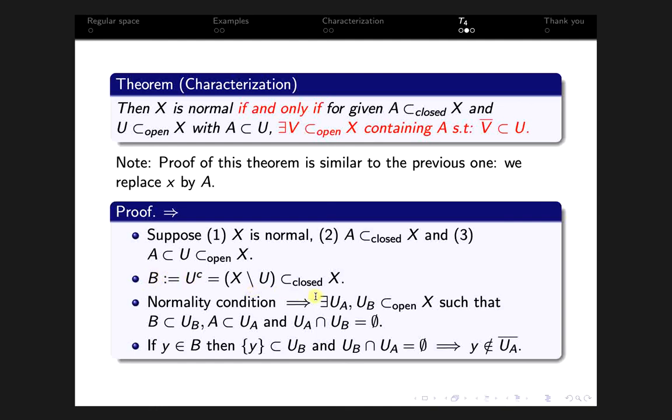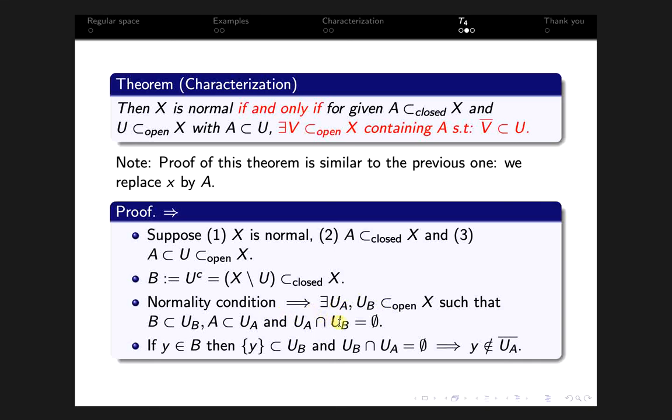So by the normality condition, there exist disjoint open neighborhoods UA and UB of the closed sets A and B respectively. That is, there exist UA, UB open subsets in X such that UB is an open neighborhood of B, that is B contained in UB, and UA is an open neighborhood of A, so A contained in UA, and they are disjoint. That means UA intersection UB equals the empty set. Okay, fine. So from the normality condition we have this.